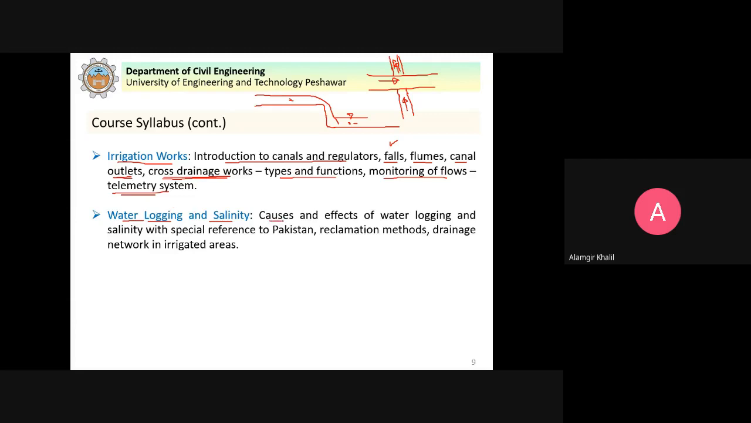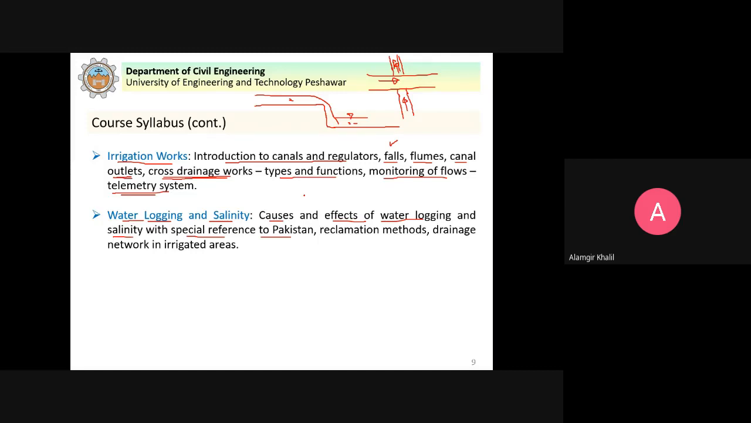We will study what are the causes and effects of waterlogging and salinity, and then we will discuss with special reference to Pakistan, what the situation in Pakistan is. So you already know that, for example, we have the Tarbela Dam. The Tarbela Dam has a huge reservoir. There are different types of dams, but if we consider the earth and rockfill dam, then the largest dam in the world, earth and rockfill, is Tarbela Dam.